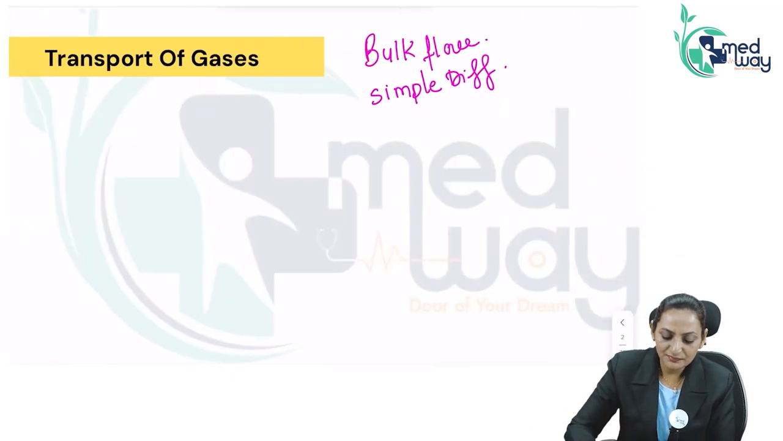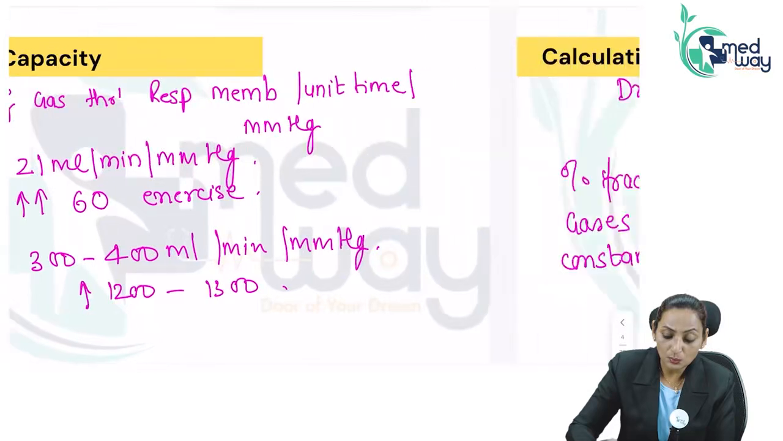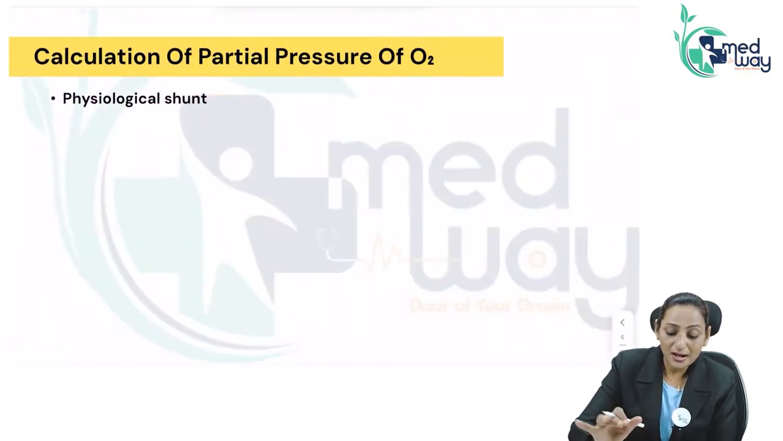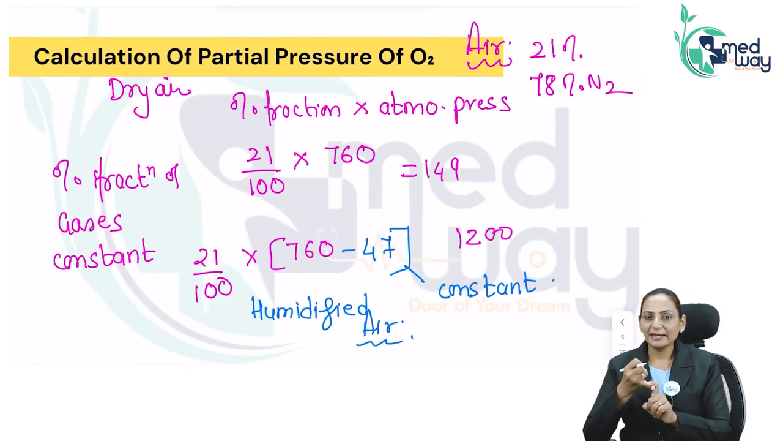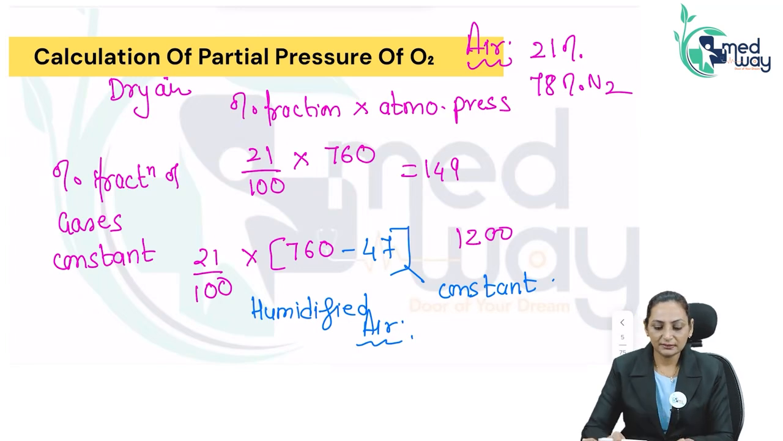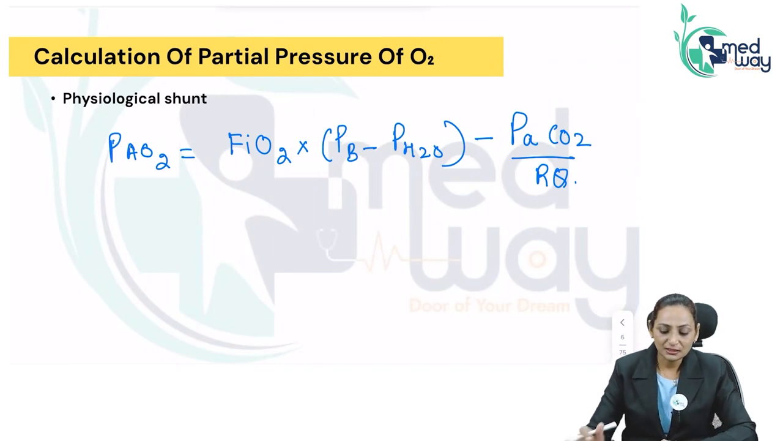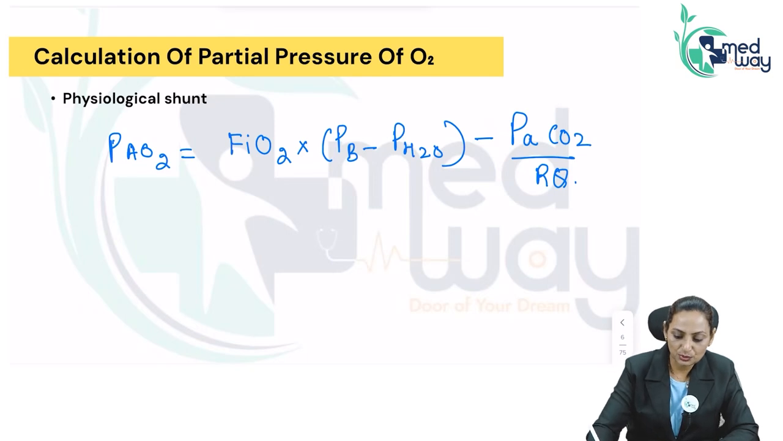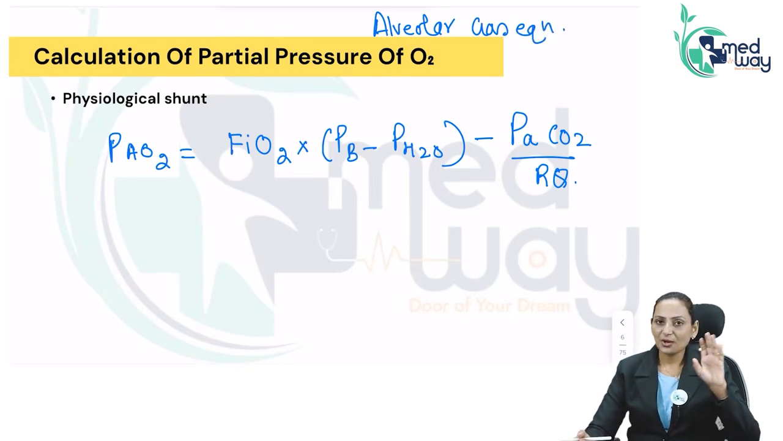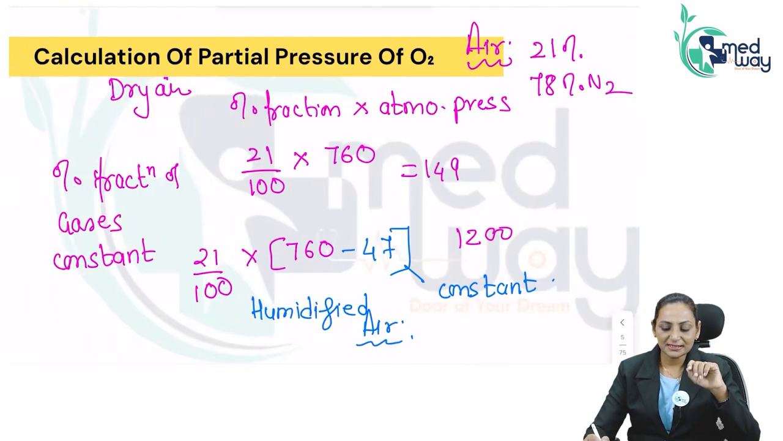Now, what is the alveolar pressure gradient, and what is the partial pressure of your gas in the alveoli? So how to calculate the dry air and how to calculate the humidified air. Now suppose you are going to calculate the alveolar oxygen, which is also called the alveolar gas equation. So dry air, atmospheric air, you have seen that there is going to be the effect of atmospheric pressure in the dry air.